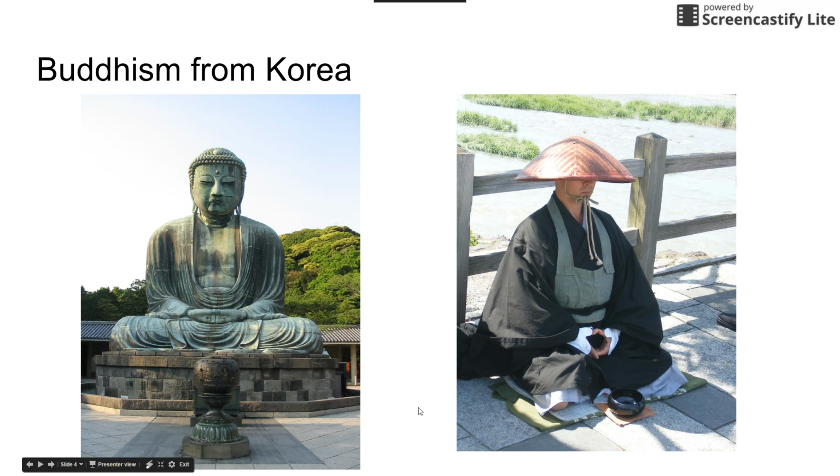Another way that Korea influenced Japan is that Buddhism came from Korea. Historians have found documents where Buddhist missionaries from Korea traveled to Japan to spread their religion. And as you can see here, these are two images from Japan. This right here is a statue of the Buddha. Very familiar. You guys have seen these from pictures in the 6th grade. And here is a follower of Japanese Buddhism.